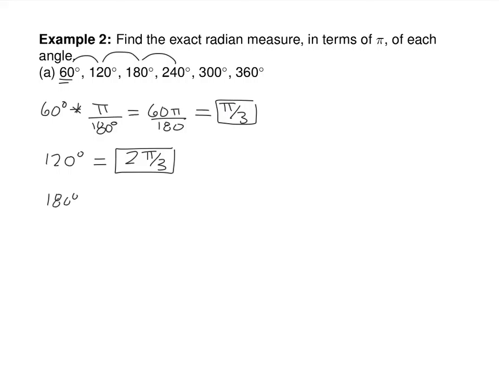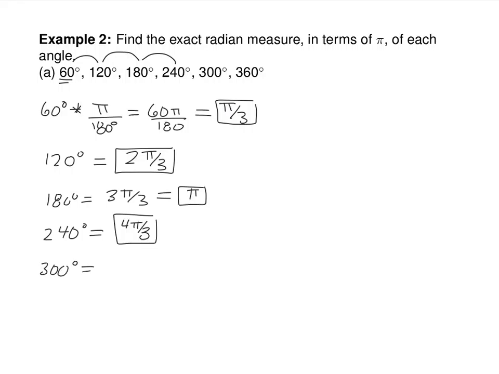180, using that pattern, you could say it's 3 pi thirds, and then what does that reduce to? Just pi, exactly, which should make sense, right? We said 180 is pi, yes? Okay. How about 240? How many pi thirds is that? 4 pi thirds, yep. Okay, 300 is how many pi thirds? 5 pi thirds. And then 360 is 2 pi, yep.